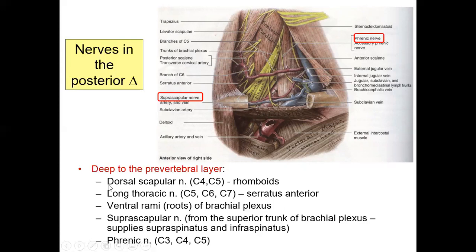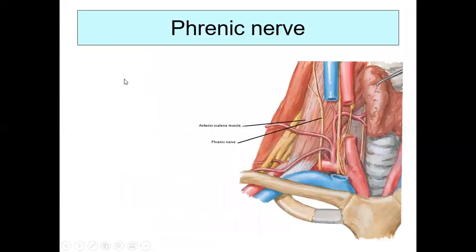Okay, we have the dorsal scapular nerve, we have the long thoracic nerve, we have the ventral rami of the brachial plexus, we have the suprascapular nerve. If you see from this picture, this is the suprascapular nerve. And then we also have the phrenic nerve, and this phrenic nerve is located deep to the prevertebral layer of the deep cervical fascia.